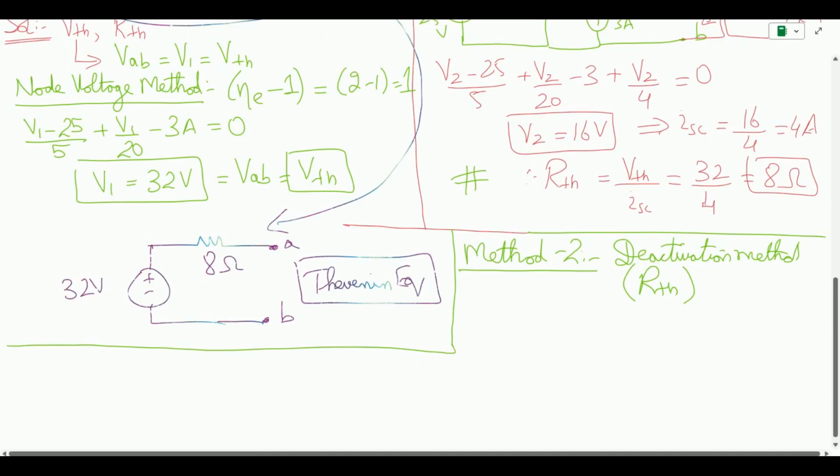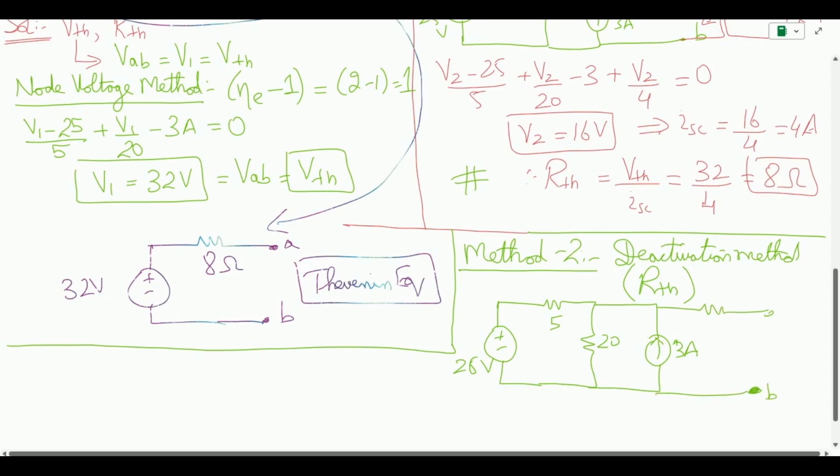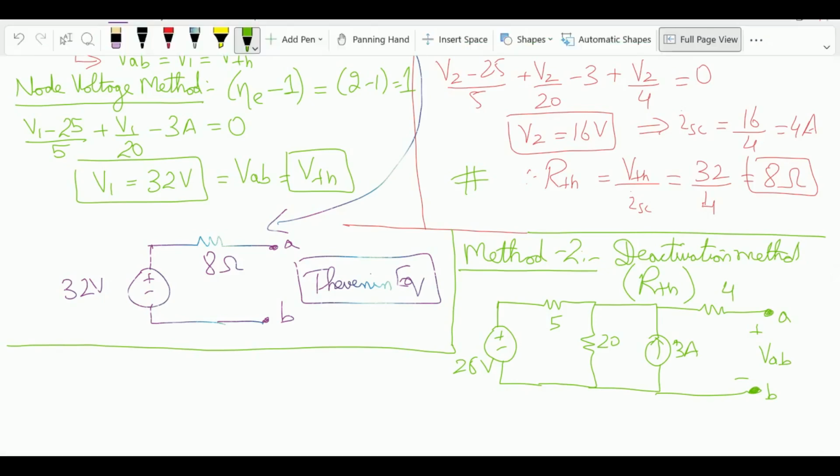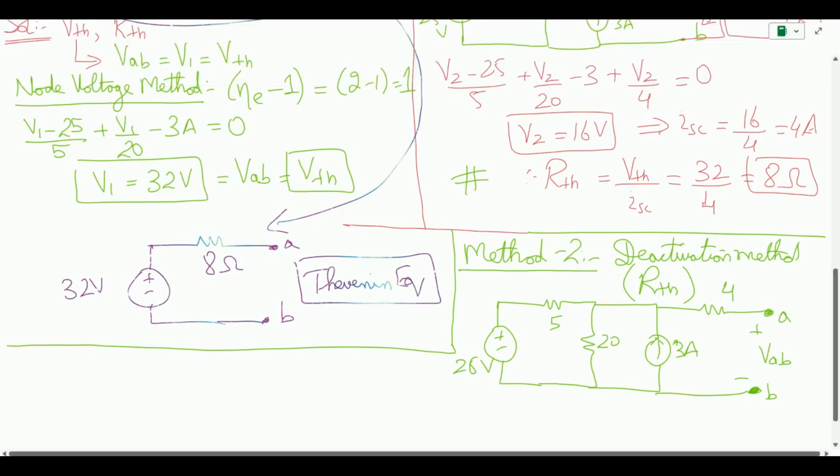Let us say I have the same circuit: 5 ohm, 20 ohm, 25 volts, and then I have the current source of 3 amps, and then I have a 4 ohm, and then we have the terminals A and B, and this is VAB that we had. Let us say I want to figure out how to find R Thevenin without applying the node voltage method as we saw previously. So in order to go about this, we use the deactivation method.